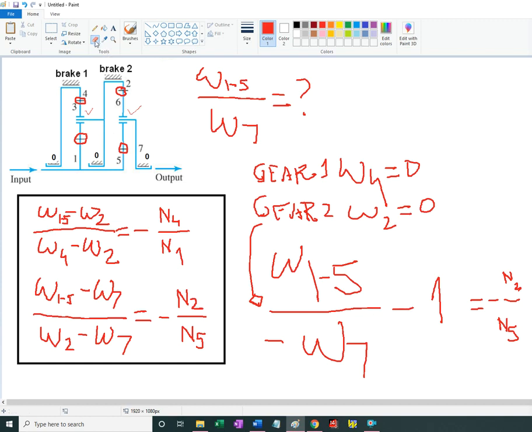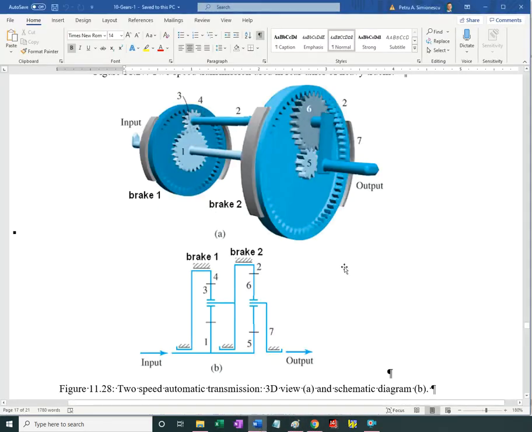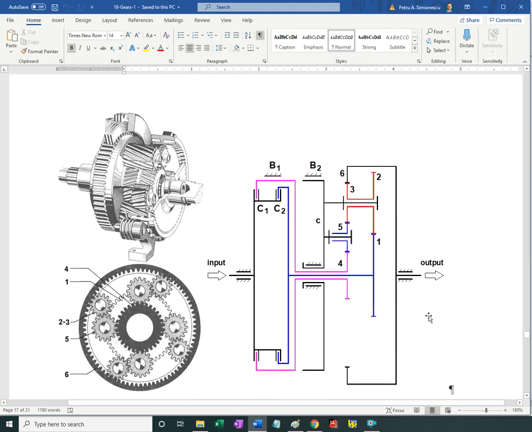And for the first gear now, we said that omega 4 is 0, so I make this 0, and would have again to eliminate omega 2 between these two equations, and it shouldn't be that big of a deal. So with this being said, I'm stopping here. Let's go back to the notes and see what else I have.